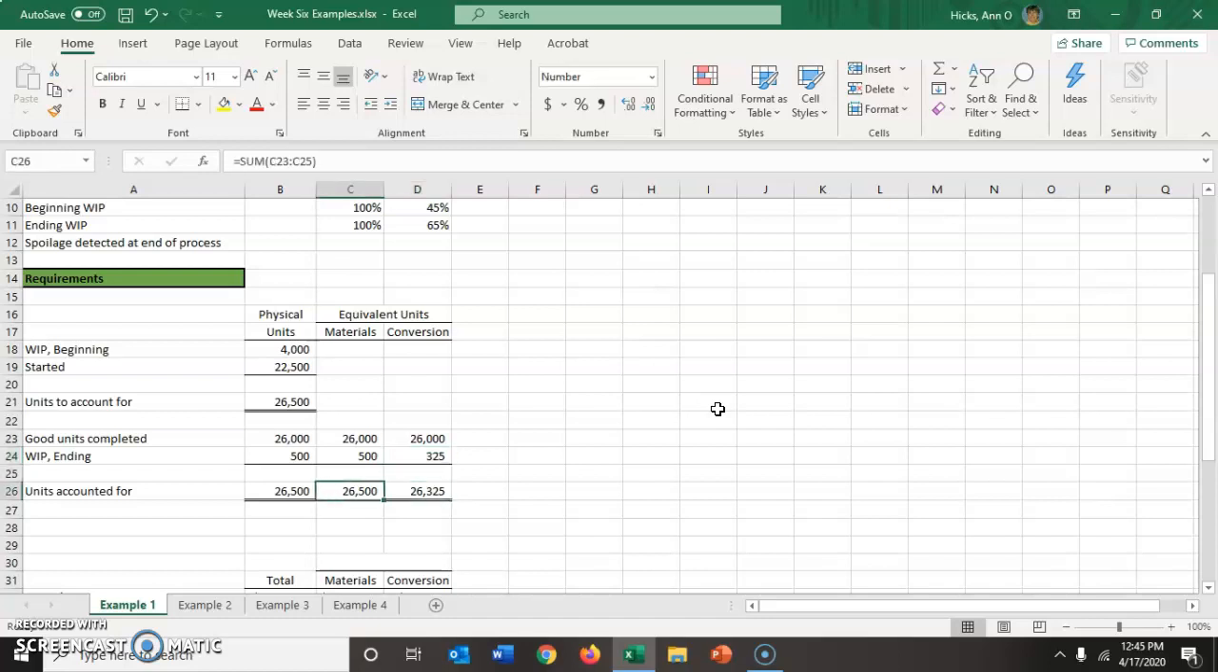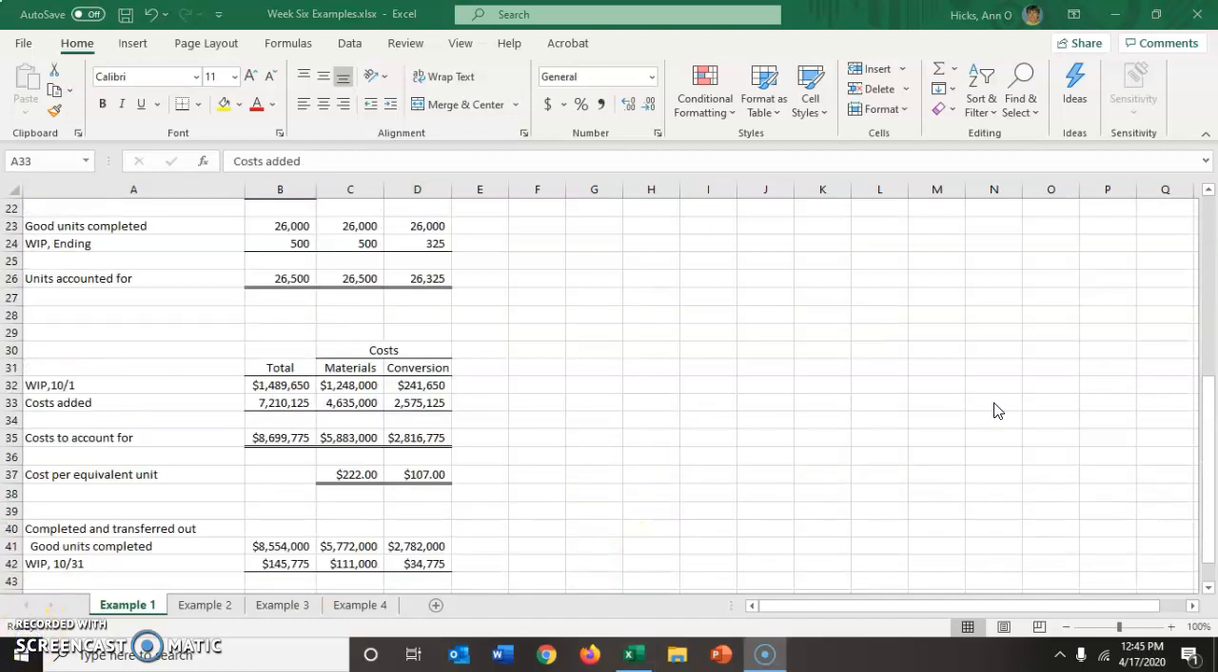That means that our equivalent units for materials and conversion costs are actually separate. That's not unusual if the costs are incurred at a different time. So for materials, our equivalent units are 26,500. For conversion costs, they are 26,325. So that's the first step. We've determined what our equivalent units were. The second step is to calculate cost per equivalent unit.